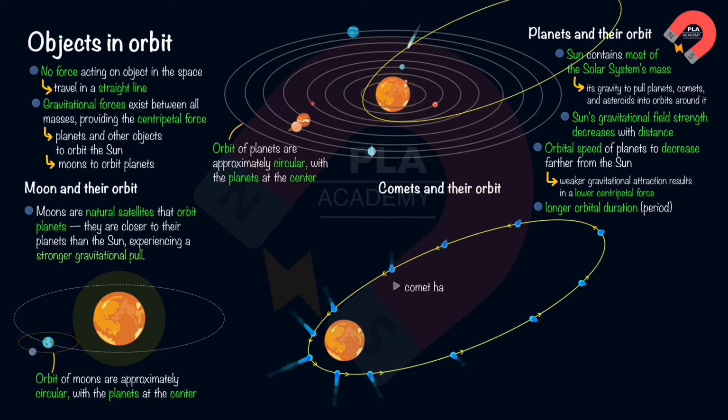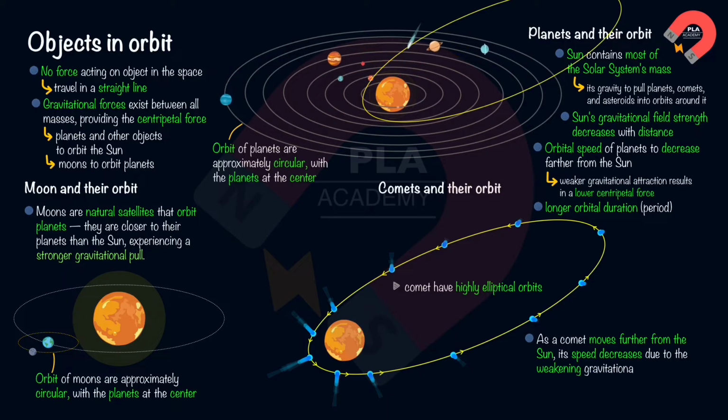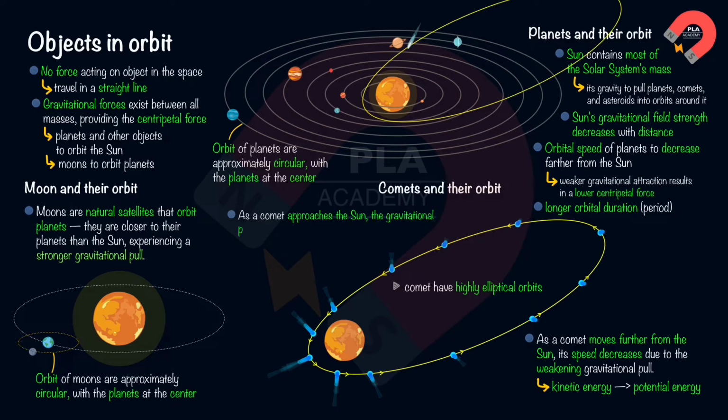Comets and their orbits. Comets have highly elliptical orbits, meaning they are elongated compared to the nearly circular orbits of planets. As a comet moves further from the Sun, its speed decreases due to the weakening gravitational pull. At this point, some of its kinetic energy converts into potential energy. As the comet approaches the Sun, the gravitational pull increases, causing the comet to speed up as it gains kinetic energy. This happens because some of its potential energy converts back into kinetic energy.